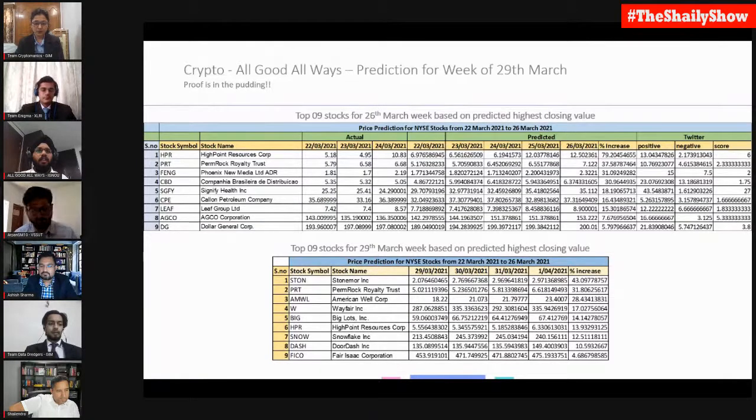And for the next week, these are the top 10, for this week, predicted from 22nd to the 26th. High Point, Resource Corp, and increases to about 70%, I'd say.